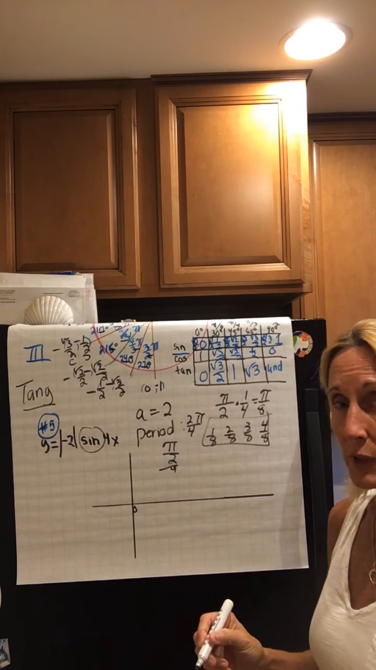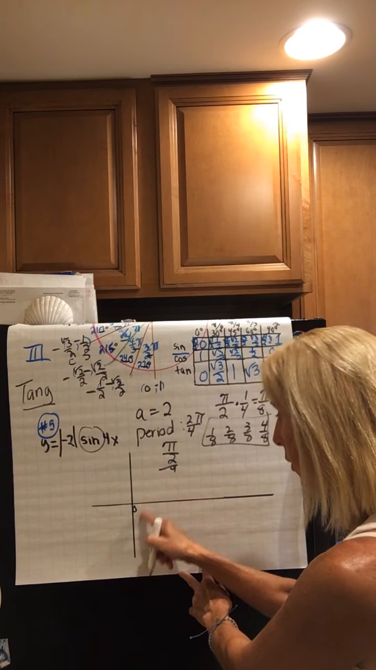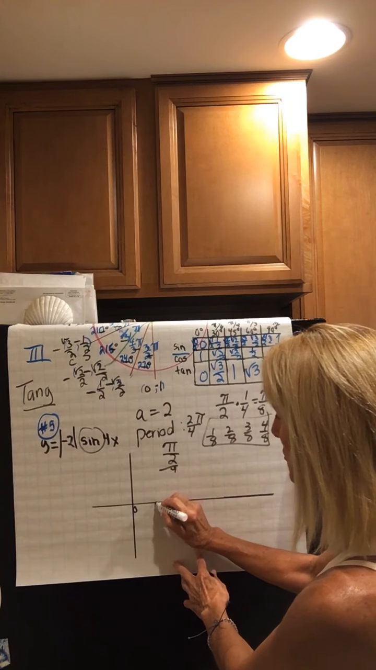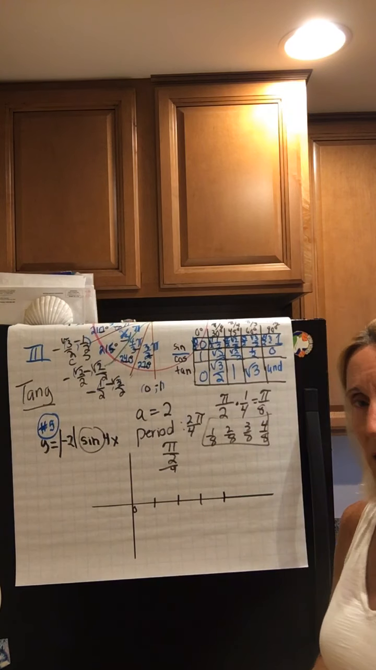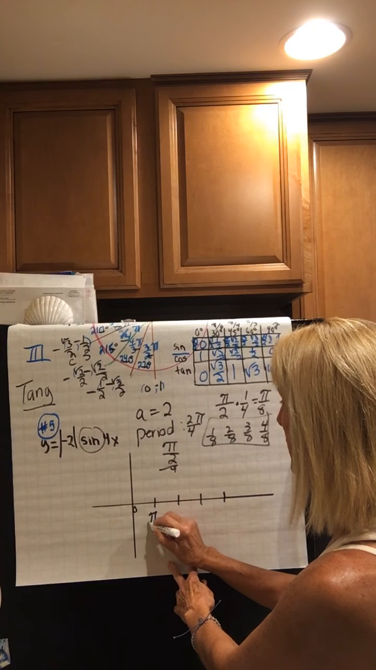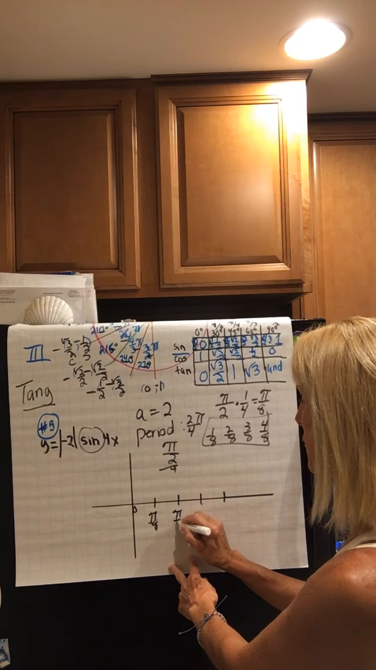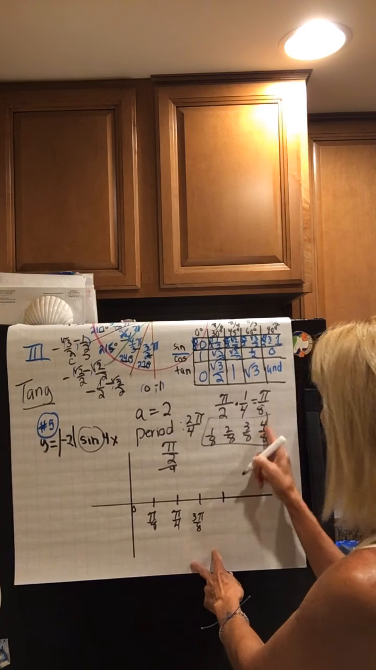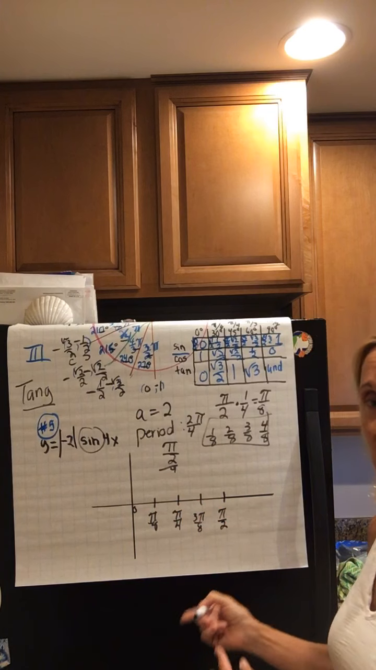Now I know the graphs are really tiny, so I'm going to show you something. When you have graphs that are tiny, you don't have to count every tick mark as one. So I'm going to count by 2's on this one. I'm going to put my tick marks right here. So I would say here's 0, here's pi over 8, here's 2/8 which reduces to 1/4, so pi over 4, 3/8 doesn't reduce, so 3 pi over 8, and then 4/8 reduces to pi over 2. That will complete a cycle.